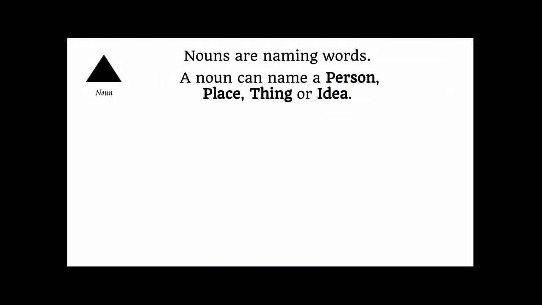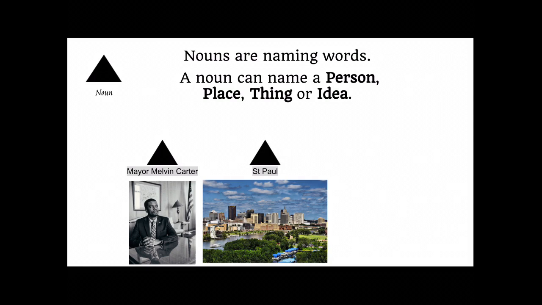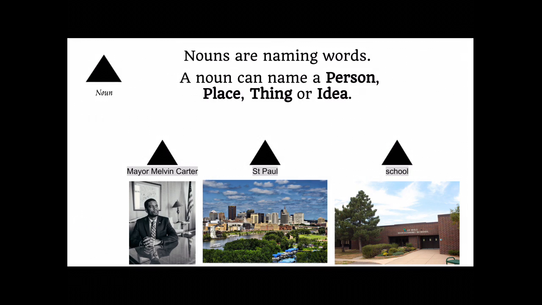Nouns are naming words. A noun can name a person, a place, a thing, or an idea. It might name a person like Mayor Melvin Carter. Mayor Melvin Carter is a person, so that word is a noun. It might name a place like St. Paul. St. Paul is a place, so that word is a noun. Or school. A school is a thing, so the word school is a noun.